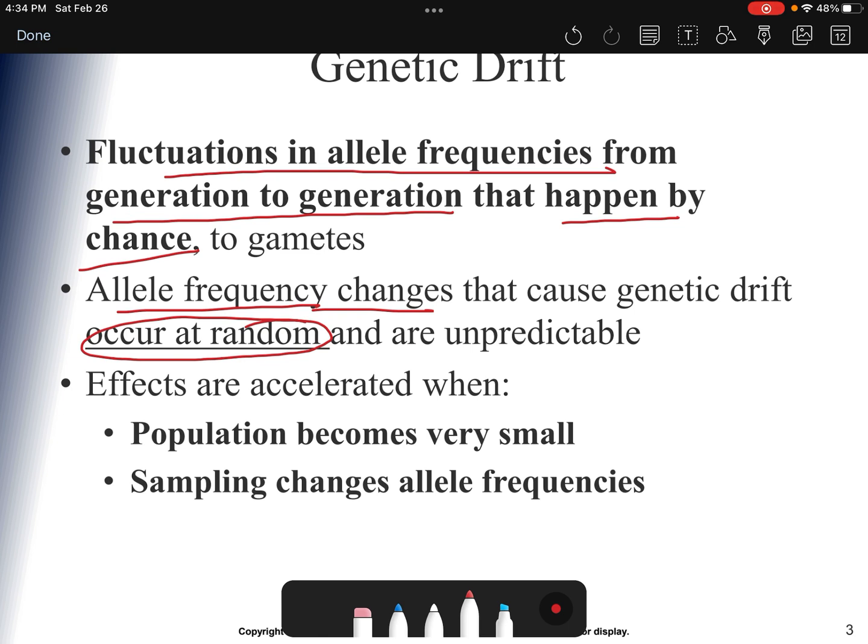Usually it's most noticeable if you have very small population sizes, and then that sampling changes the allele frequencies. If you have a really, really large population size, it doesn't seem to affect it as much. But when there's a very, very small population, you can really see genetic drift happening more dramatically.